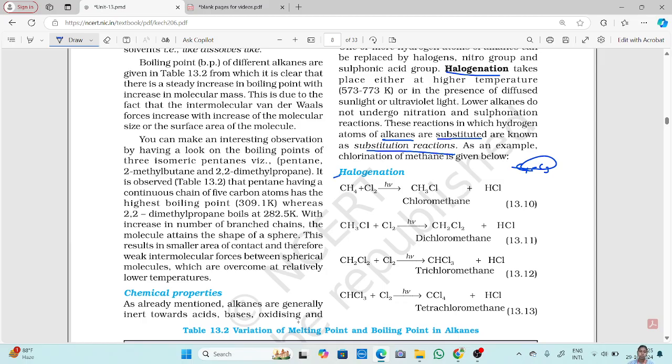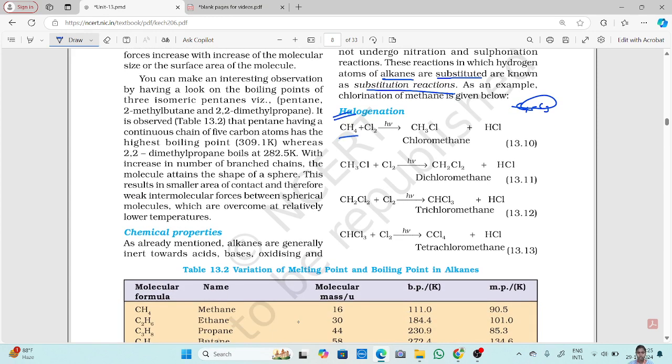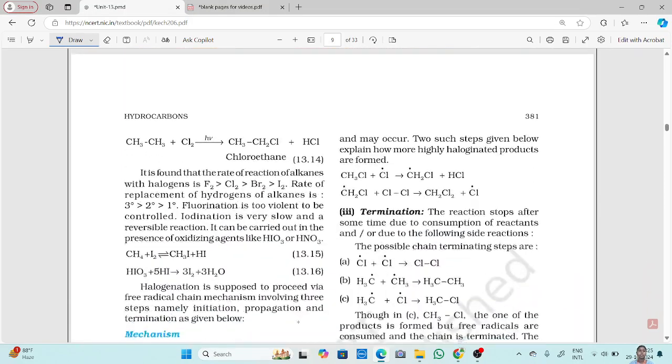Now as an example you have halogenation. Here you can see you have methane and a chlorine molecule in the presence of hν. hν is your heat or sunlight. You get chloromethane; CH4 became CH3Cl. One of the hydrogens is removed and in place of that hydrogen you have added a chlorine, and the removed hydrogen is taken up by another chlorine atom to form HCl. This is what generally happens in a halogenation reaction.